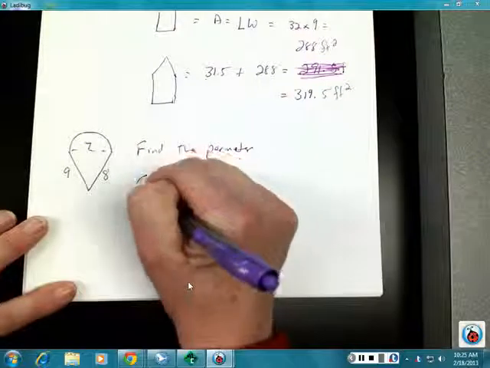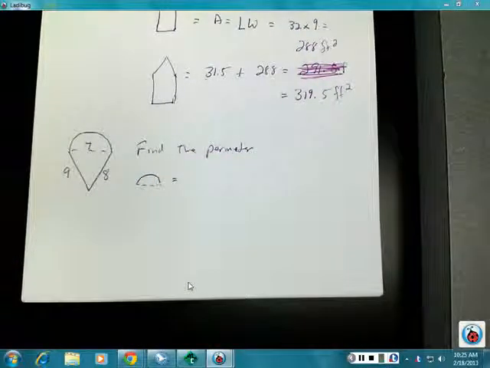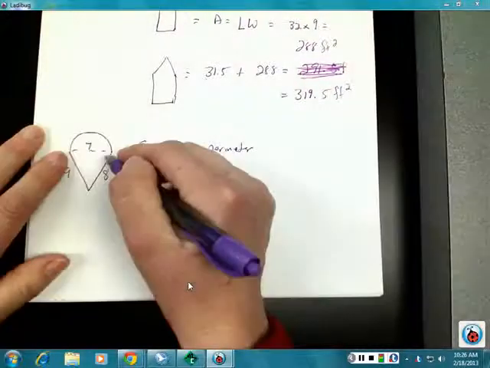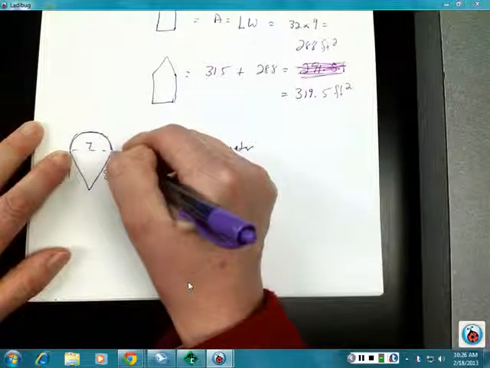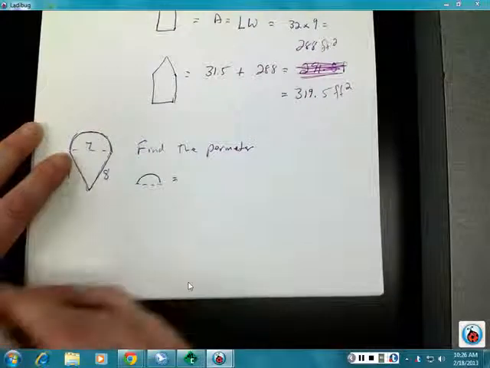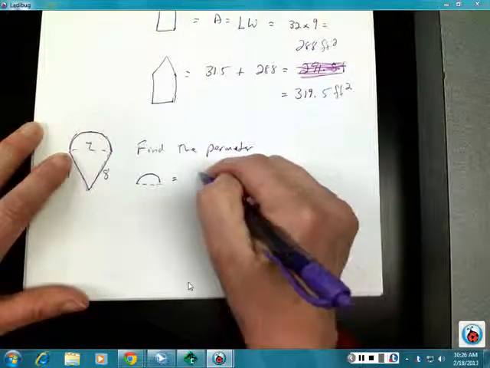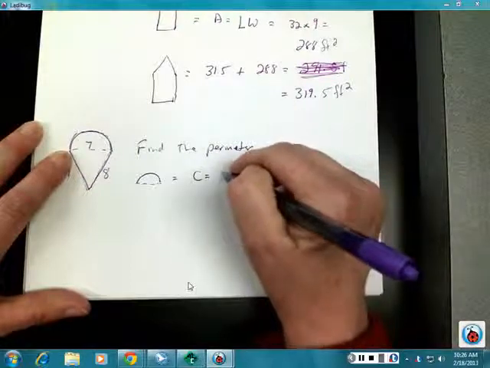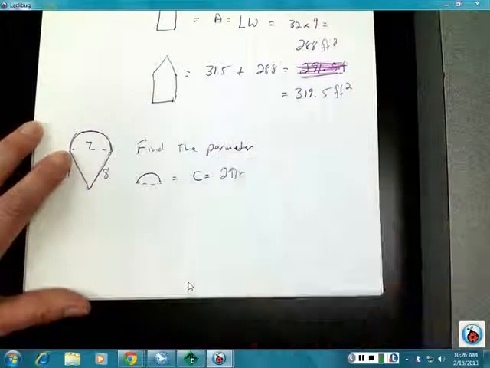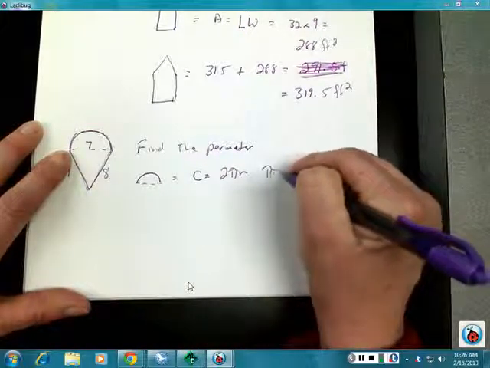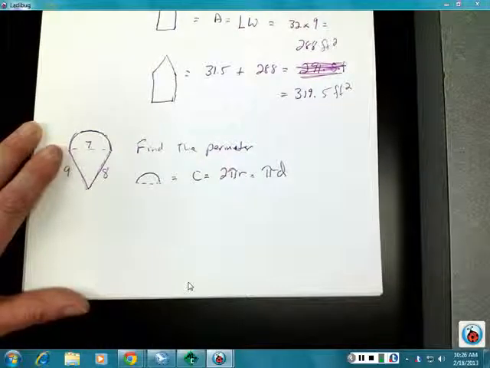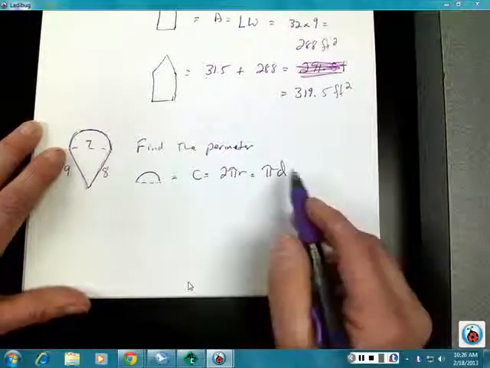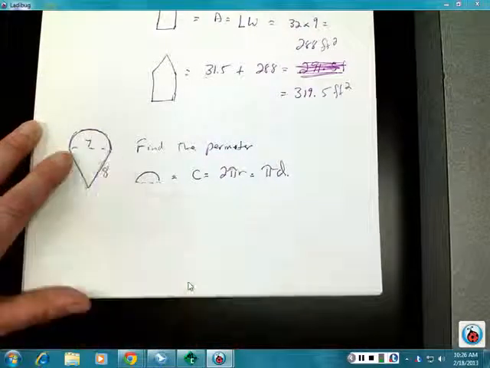So we got this half circle. What's the formula? Do I need an area or a circumference for this one? If we're doing perimeter, remember it's walking around the outside edge of my shape, so I need a circumference of my circle. What's my formula for that one? Circumference equals 2 pi r, or what else does it equal? Pi times diameter. Which one should I use? Pi times diameter, because I have a diameter.